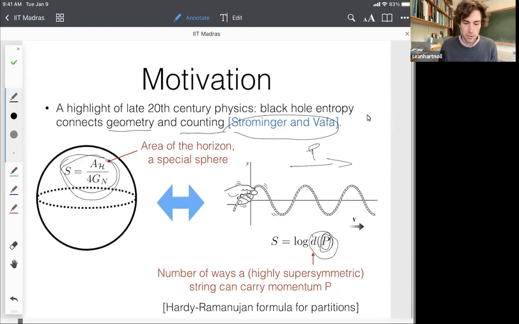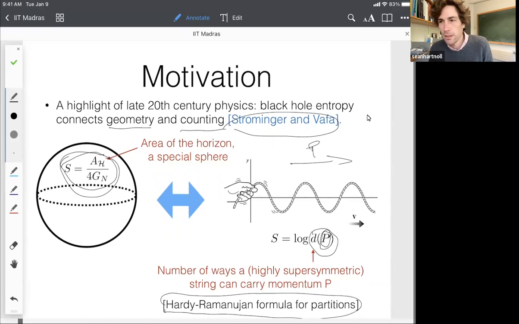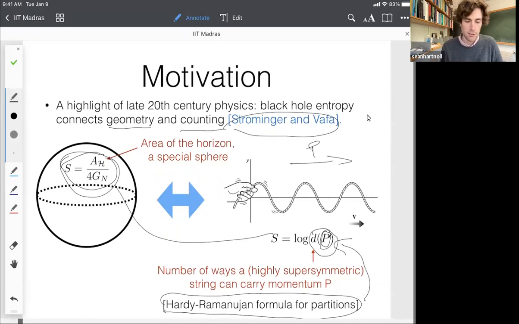And so what Strominger and Vafa used was the famous formula from Hardy and Ramanujan that gives you the asymptotic behavior of partitions for large P. And so you take this formula for the partitions, you plug it into here, and you get the corresponding area in space-time. Okay, and so let's just keep that in the back of your mind, and we'll return to it in 45 minutes or so, hopefully.